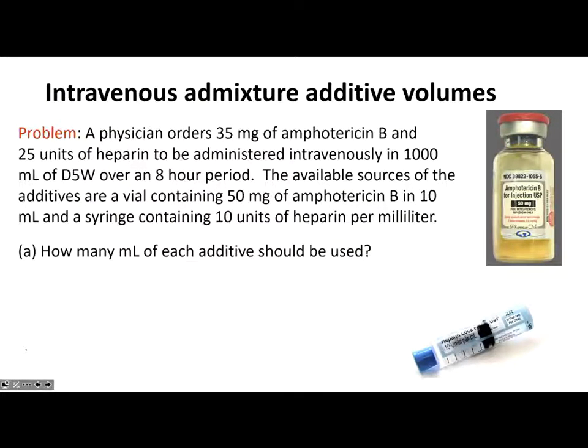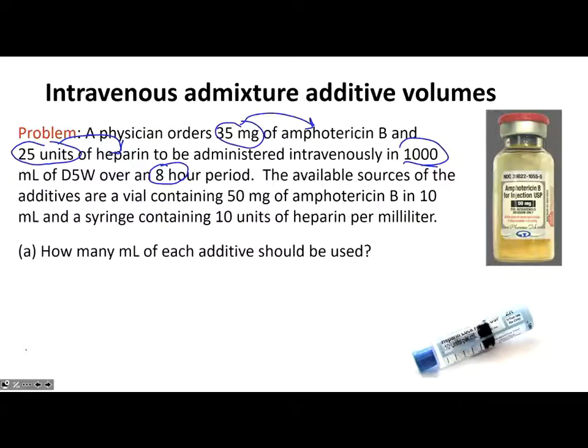Let's do some drugs. It says, a physician orders 35 milligrams of amphotericin B and 25 units of heparin to be administered intravenously in 1,000 milliliters of D5W over an 8-hour period. Okay? So, even before we go further, there's a lot of information. I'm trying to say, okay, I'm going to group 35 milligrams with that. That's the dose. 25 units of heparin, so that's the dose of that drug. And then lastly, here's a volume. So I've got 1,000 mLs over 8 hours. Okay, so there's some important information. I got a volume, a time, and I've got my dosing.